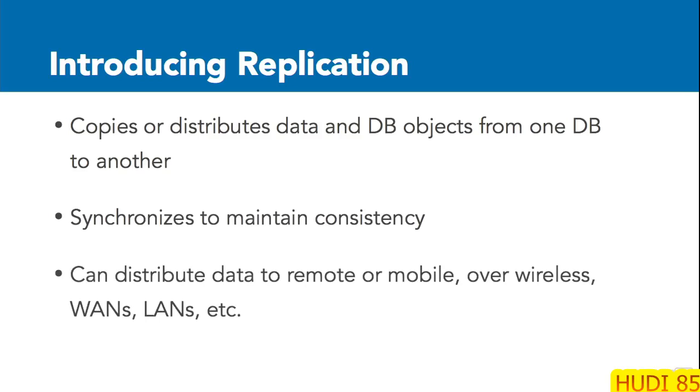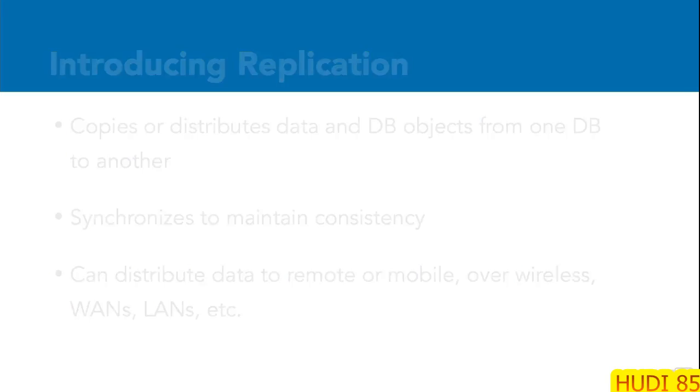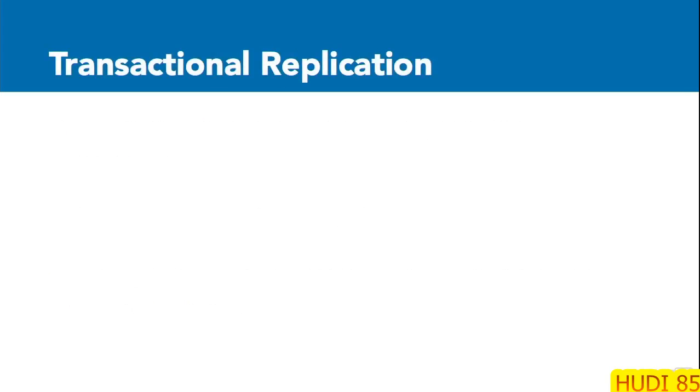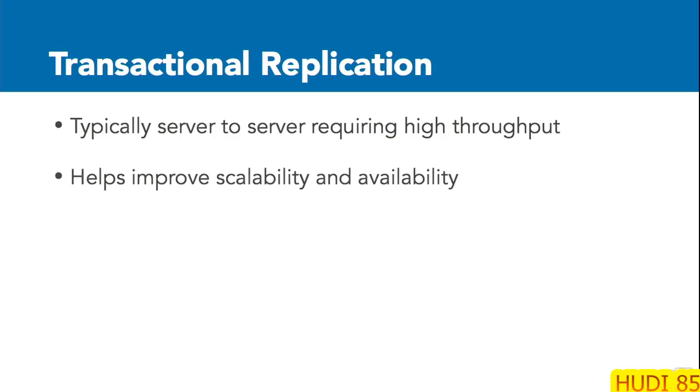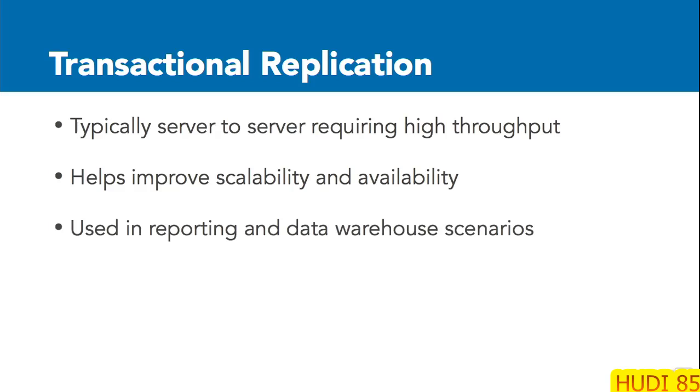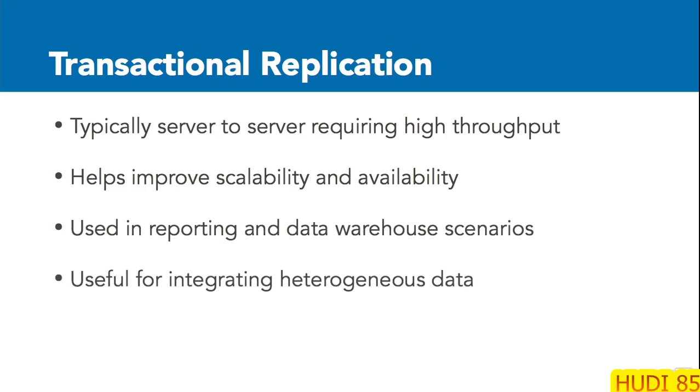Using replication, you can distribute data to different locations and even to remote or mobile users over local and wide area networks, dial-up connections, wireless connections, or even the internet. There are three basic types of replication. The first is transactional replication, and this is typically used in a server-to-server scenario that requires high throughput, including improving scalability and availability, and it's potentially used for data warehousing and reporting scenarios as well. It's great for integrating data from multiple sites or integrating heterogeneous data and offloading batch processing.